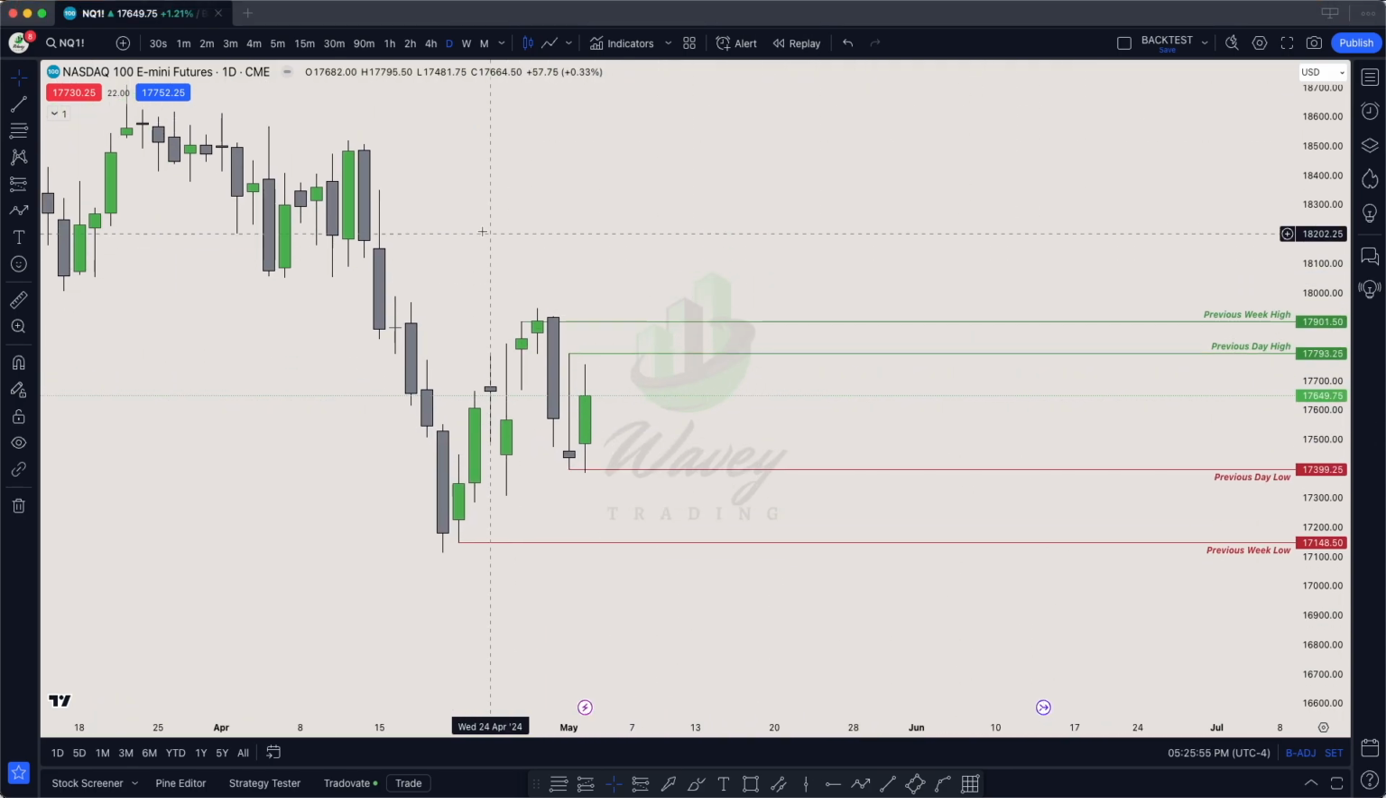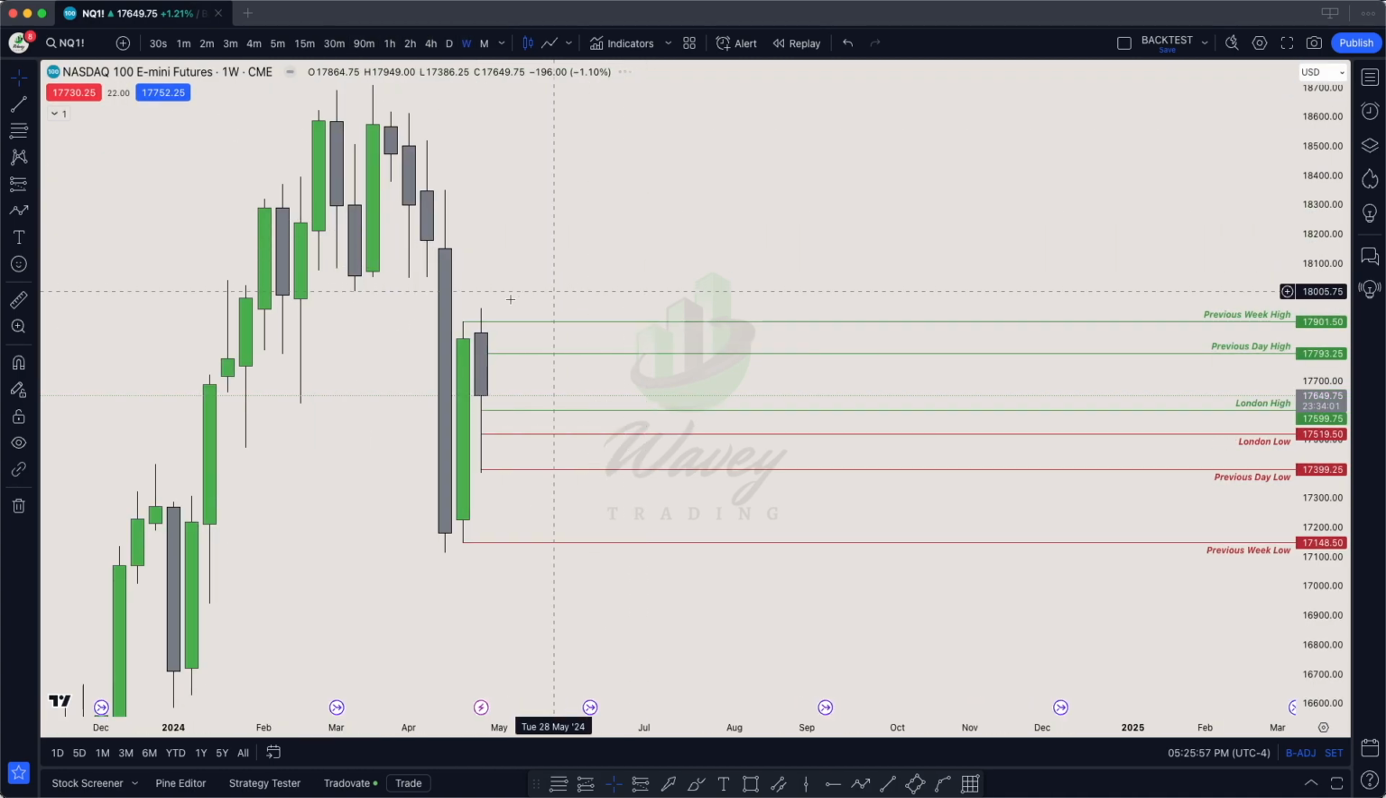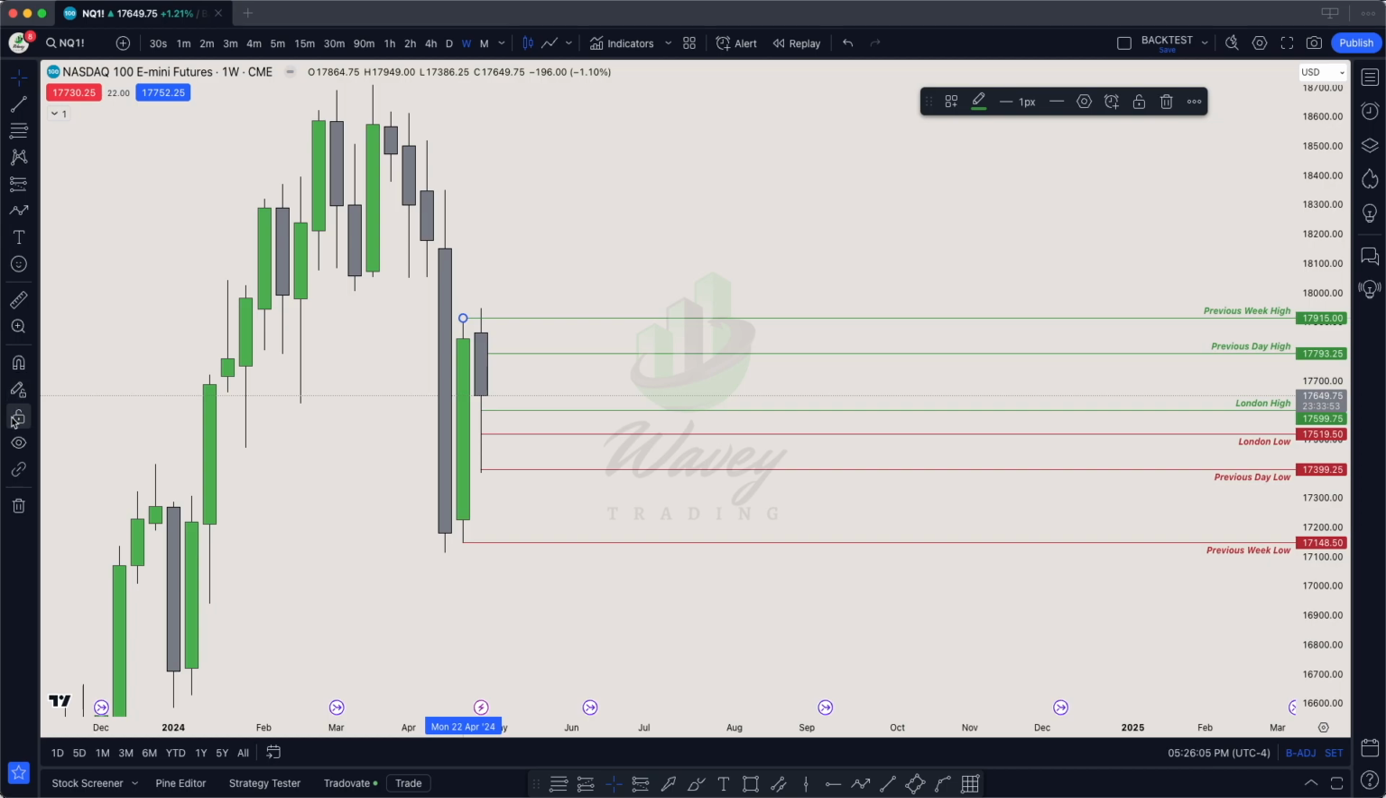As you can see, if I go to the weekly time frame, we have the previous week high here and the previous week low here. So we can use these as important liquidity areas, right?